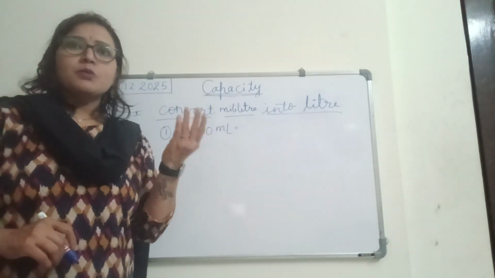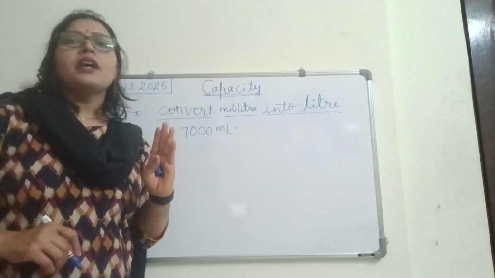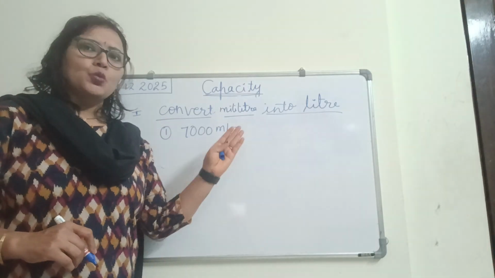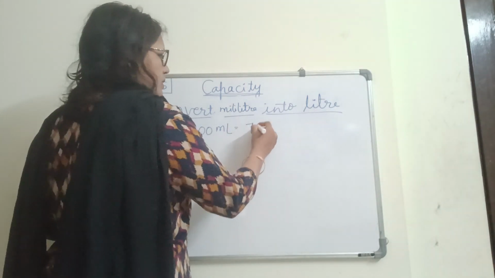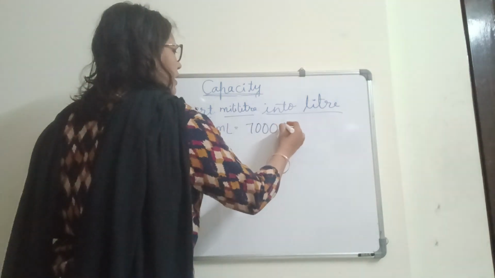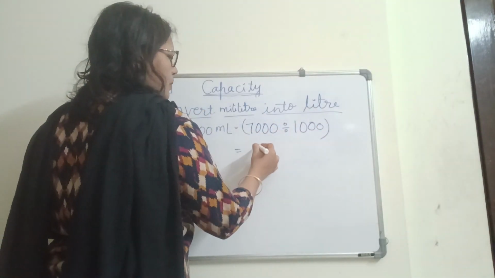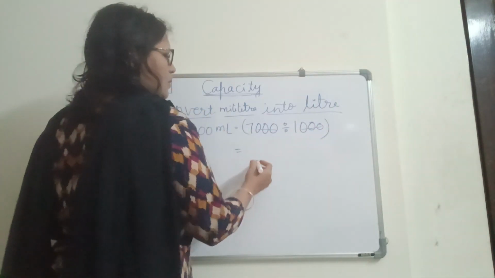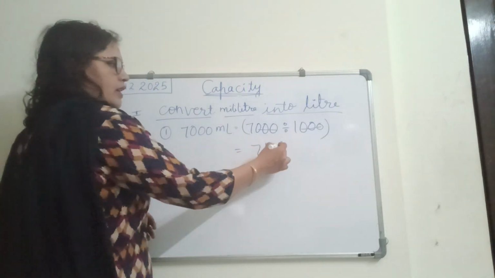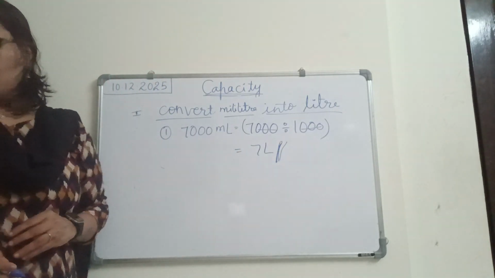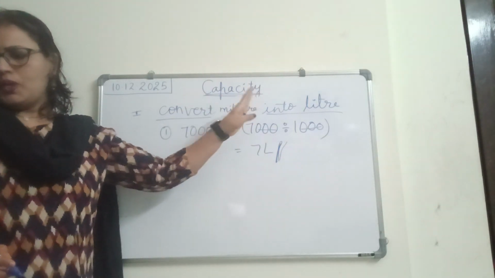Whenever smaller units are converted into bigger units, we divide by 1000. So what do we have to do here? We have to divide by 1000. So 7000 divided by 1000. The three zeros cancel, so 7 liter. So this is your answer. 7 liter is your answer. So this way you can convert milliliter into liter.